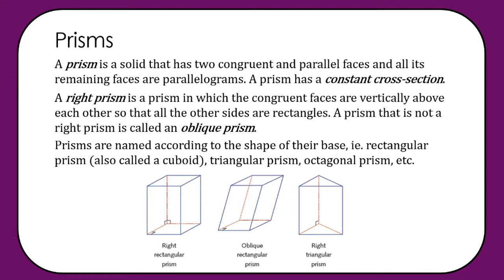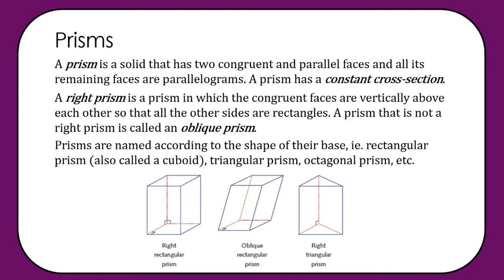The prisms are named according to the shape of their base. So here we have two rectangular prisms, a right rectangular prism and an oblique rectangular prism, and also a triangular prism. We could have pentagonal prisms, hexagonal prisms, whatever sort of 2D shape. So the name of the prism is defined by its base shape. The other thing to note is we refer to the shape that forms the constant cross-section as the base quite often. In using the word base, we don't actually mean it's the shape that's on the bottom. It is just the shape that forms the constant cross-section.